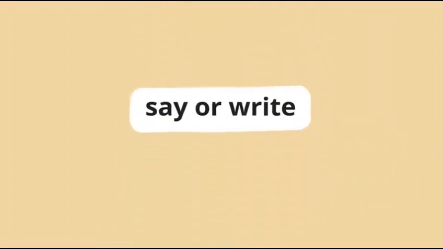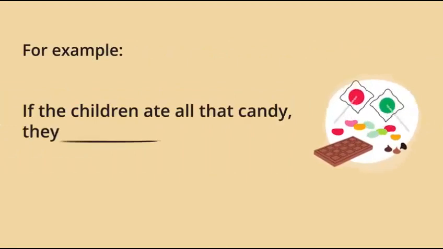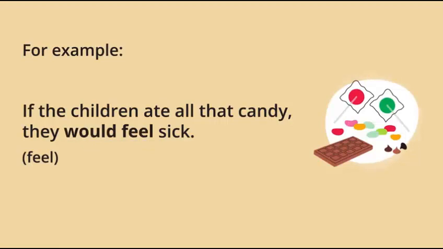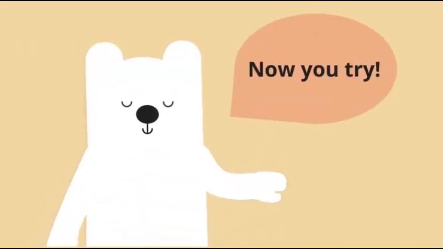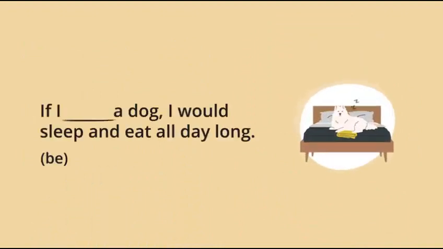Look at the picture. Say or write a sentence using the second conditional. For example, if the children ate all that candy, they would feel sick. Now you try. If I were a dog, I would sleep and eat all day long.